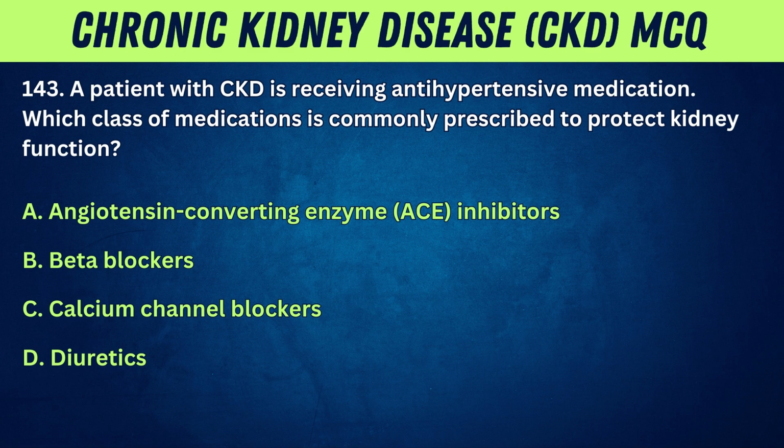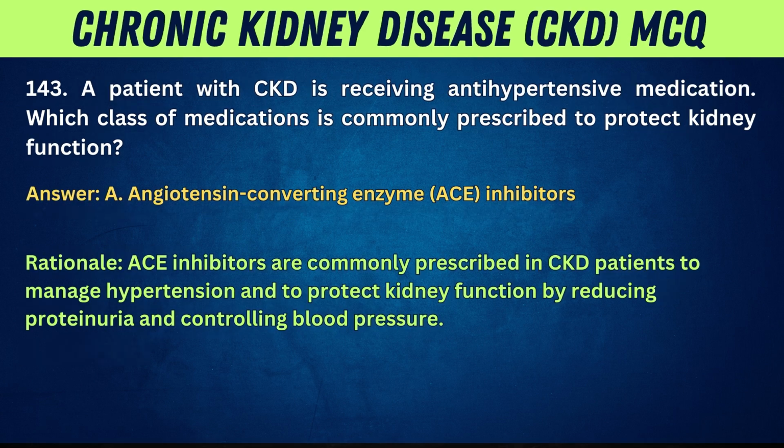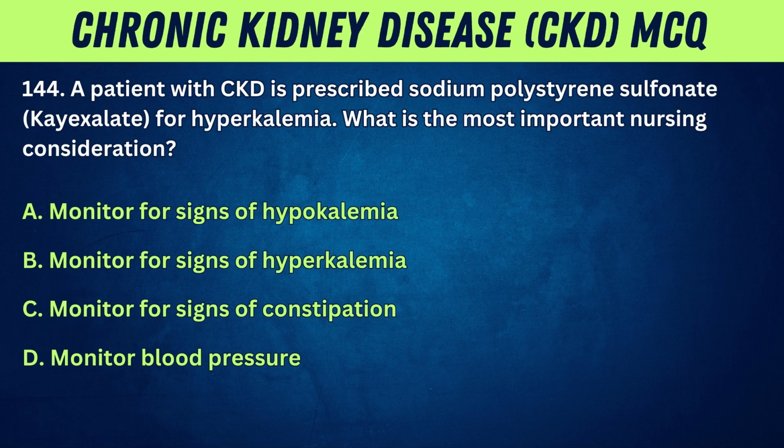143. A patient with CKD is receiving antihypertensive medication. Which class of medications is commonly prescribed to protect kidney function? A. Angiotensin-converting enzyme, ACE, inhibitors. B. Beta blockers. C. Calcium channel blockers. D. Diuretics. Answer: A. ACE inhibitors. Rationale: ACE inhibitors are commonly prescribed in CKD patients to manage hypertension and to protect kidney function by reducing proteinuria and controlling blood pressure.